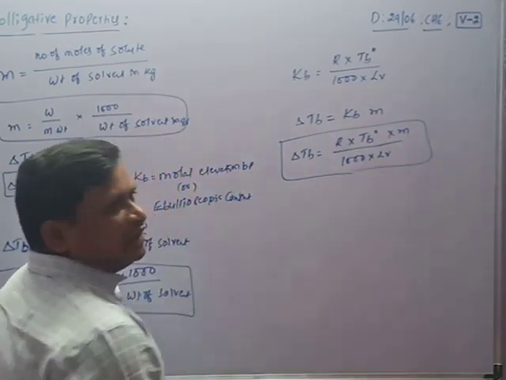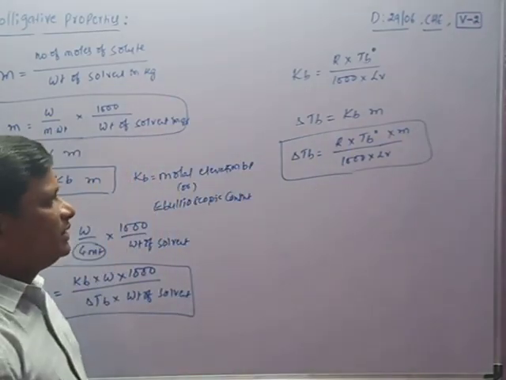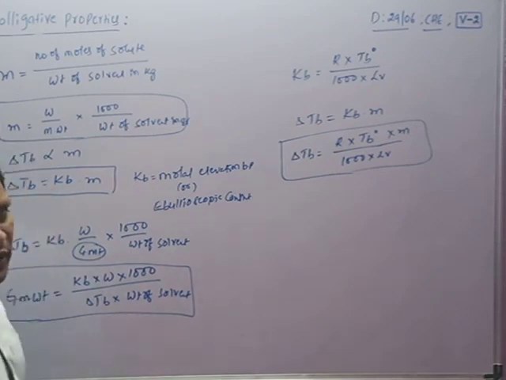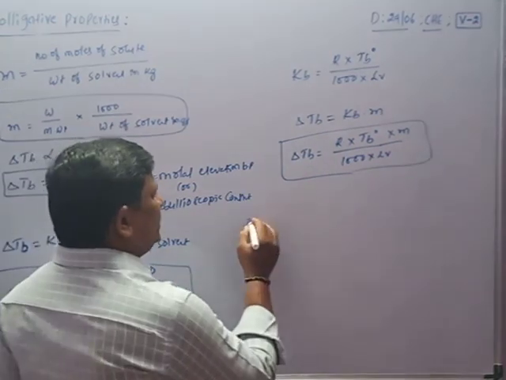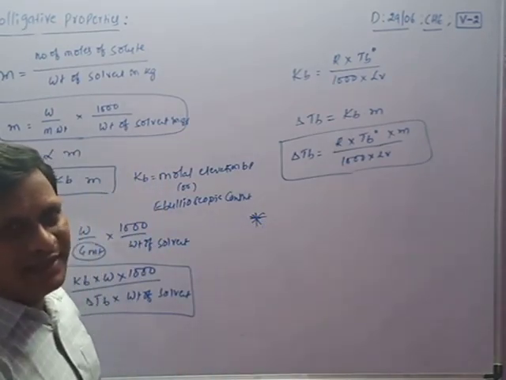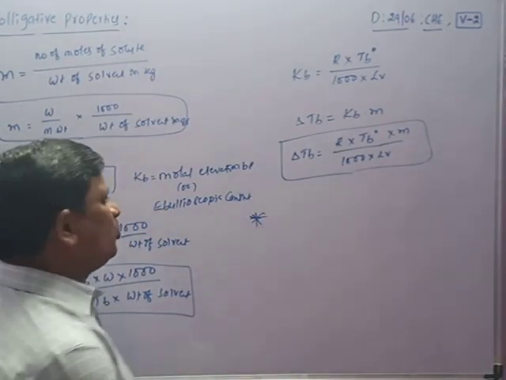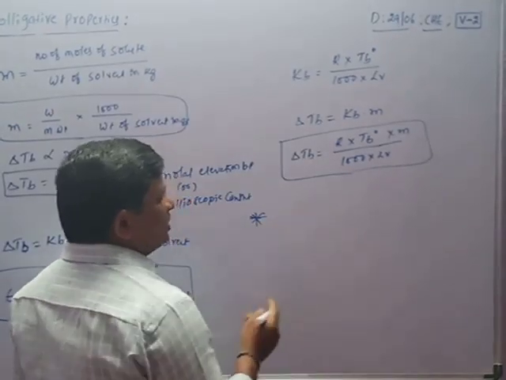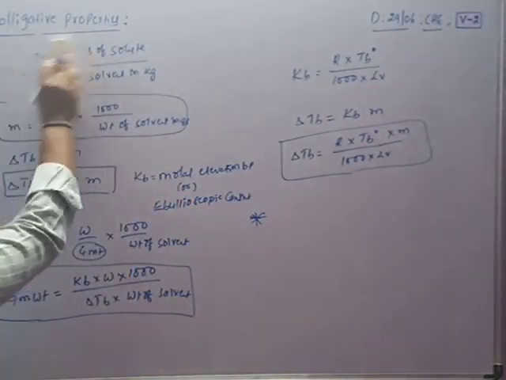So it is the elevation in boiling point. Now after completion of the elevation in boiling point, the third colligative property is depression in freezing point. What is depression in freezing point?